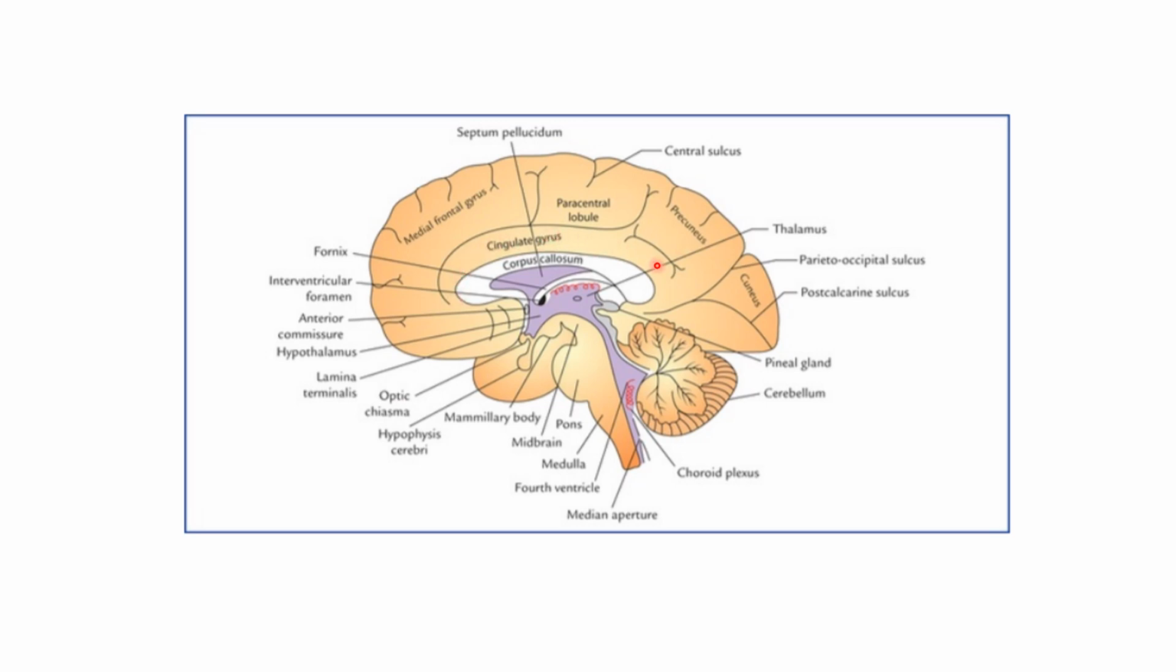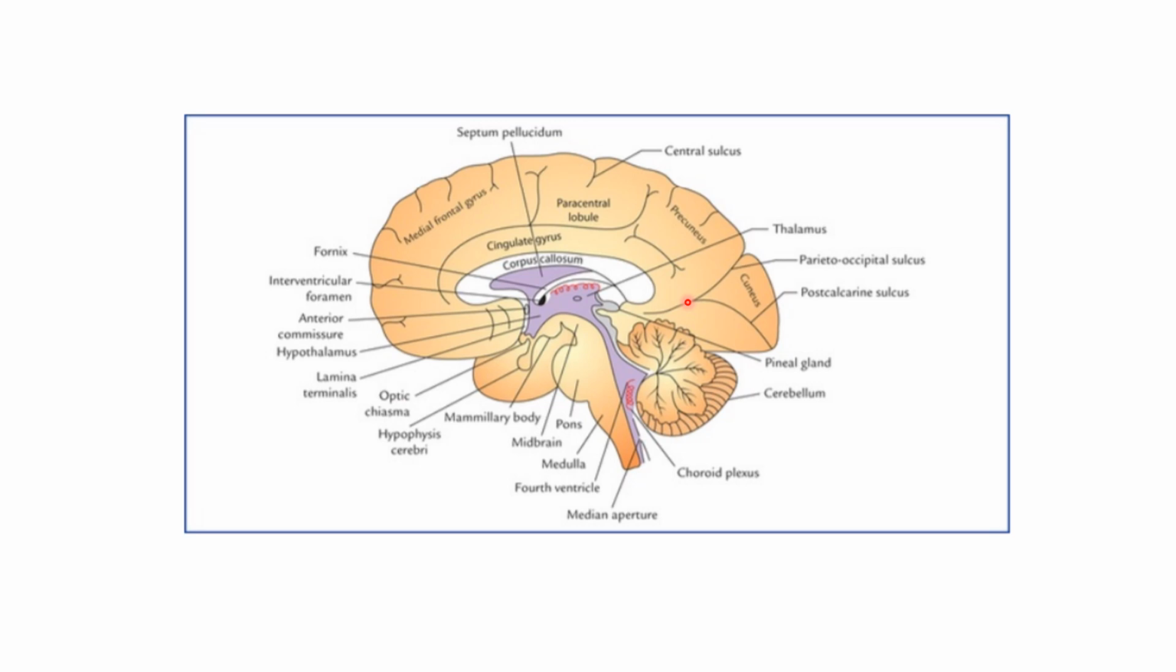Then there is one more gyrus which is present parallel to the corpus callosum, which is known as the cingulate gyrus. After this, we are going to discuss the other structure of the cerebrum, that is the diencephalon.